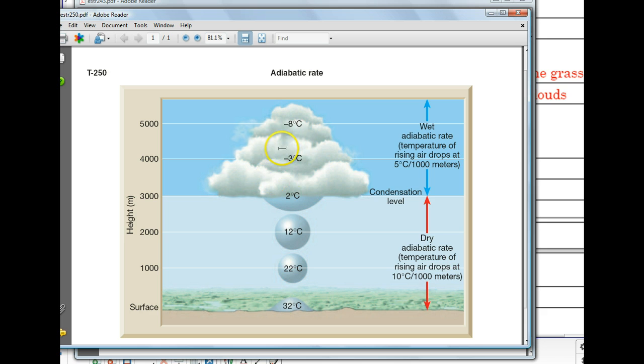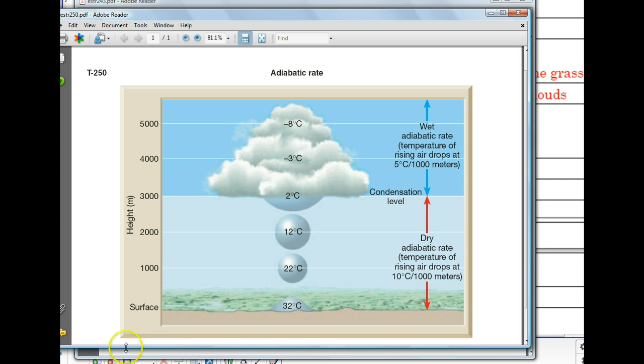So when you're up here and the air is continuing to rise, it doesn't cool as fast because when it condenses, it releases heat back into the atmosphere, and it still cools, but not as fast. Down here, there's not that release of heat energy because we don't have that change of phase. And so as this air rises, it cools down, but it cools down much more quickly.